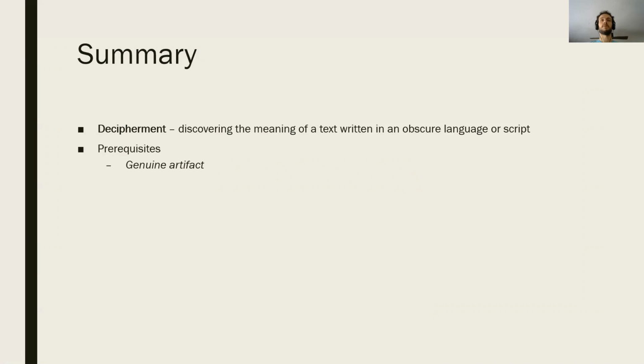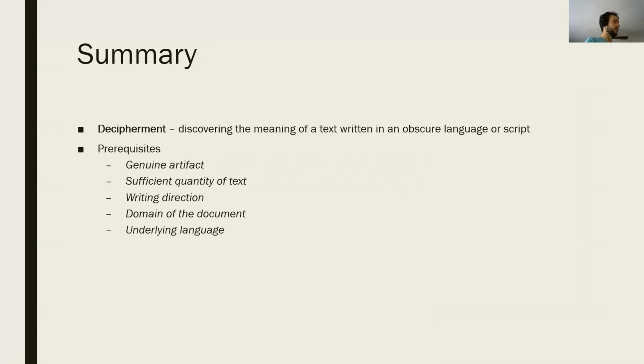Firstly, we need to make sure that we're deciphering based on genuine artifacts and not hoaxes, that we have a sufficient quantity of artifacts and text to make decipherment possible. We need to make a good guess about the writing direction. We need to know the domain of the document, what the document might be talking about, and also what the underlying language of the document is. Remember that writing systems are always representations of language-specific information in some way. So this is another very important prerequisite.